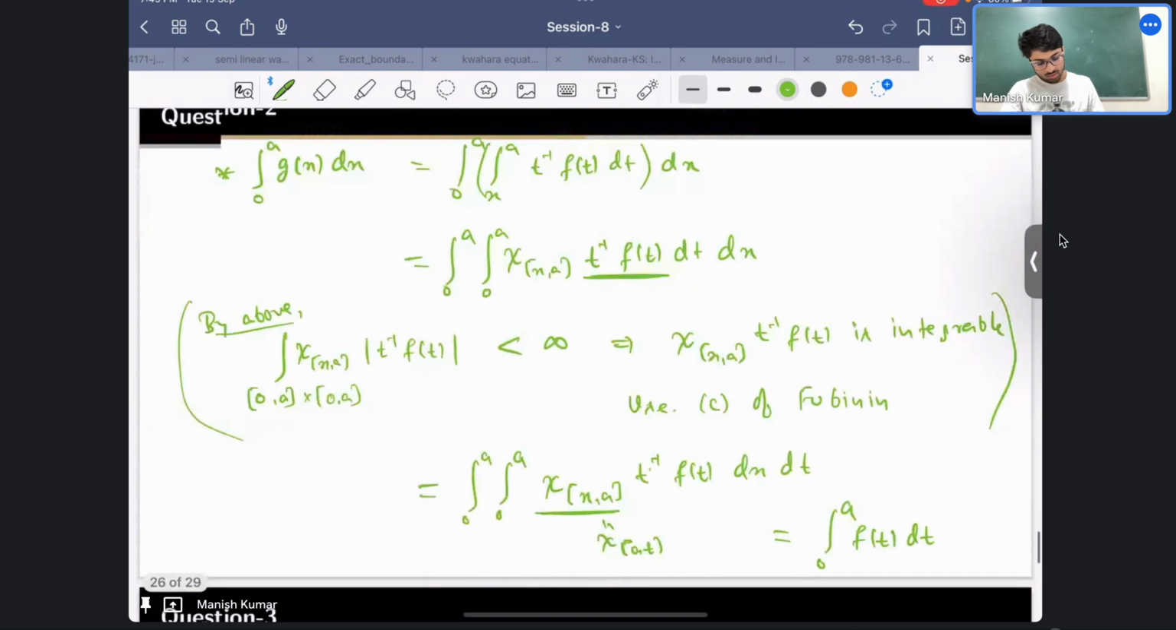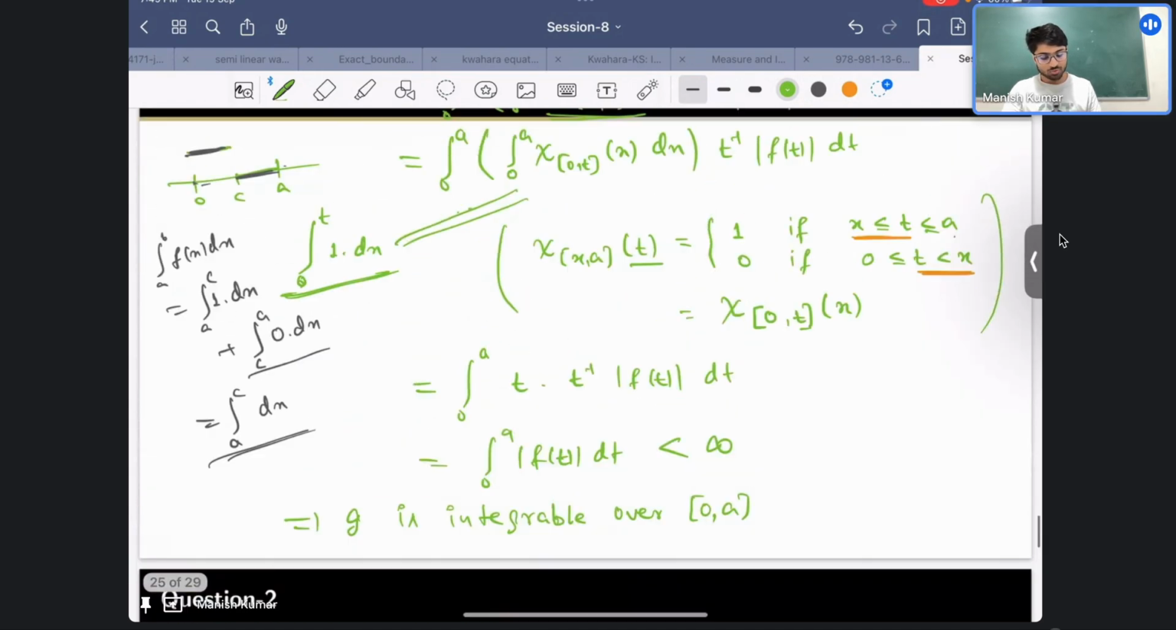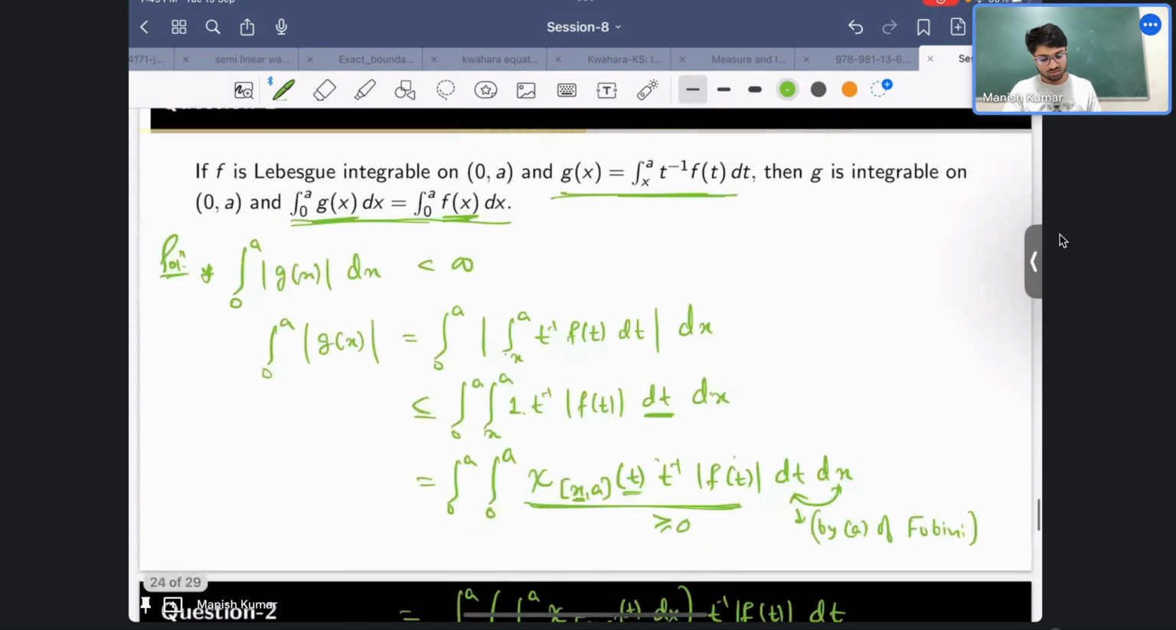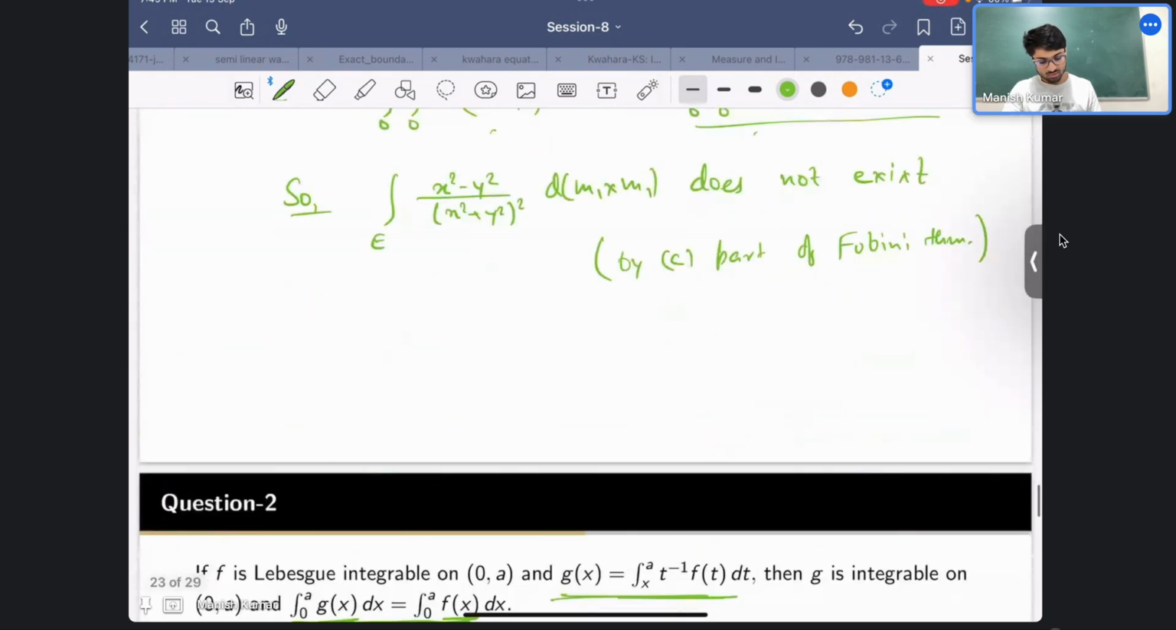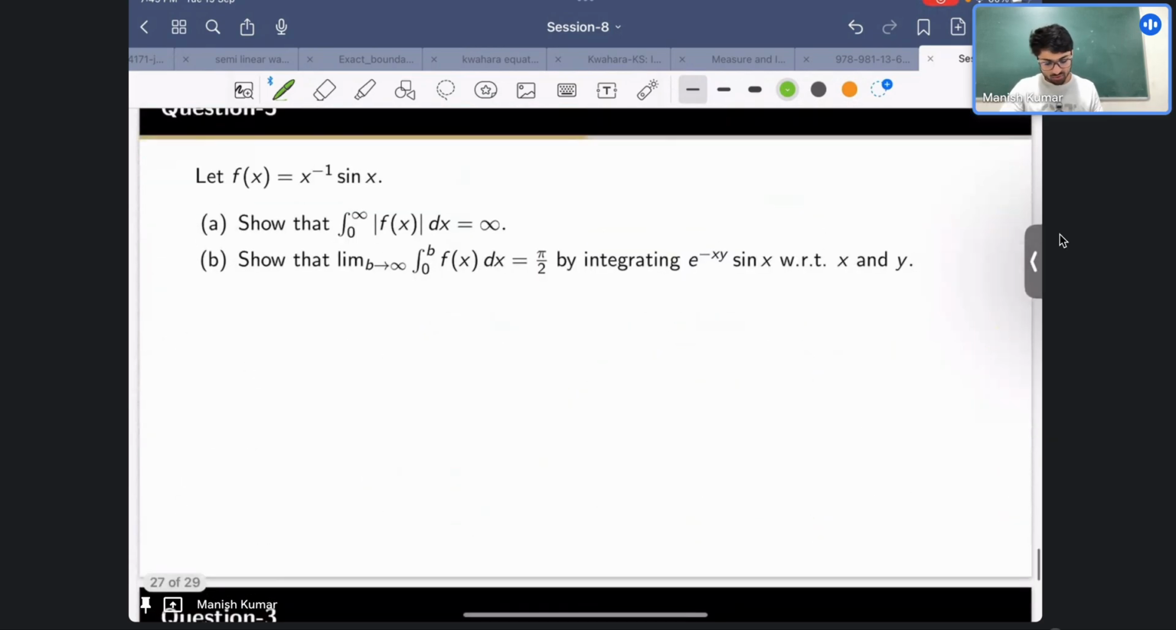Okay, so is there any doubt? No, sir. So you have seen how to utilize this Fubini theorem in these examples, at least in this example. Now let's see one more example where it will be used, okay.